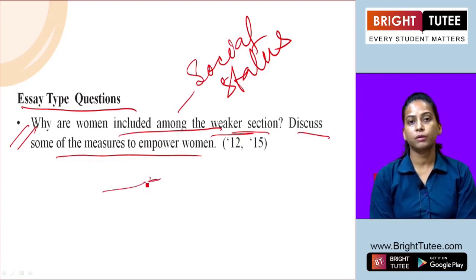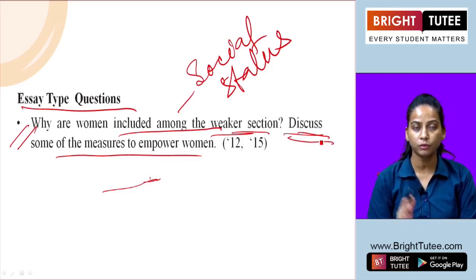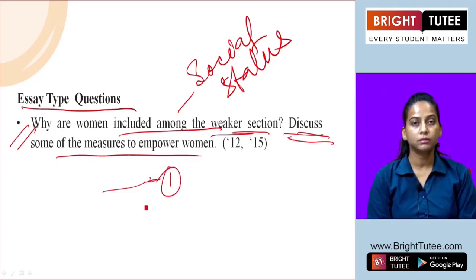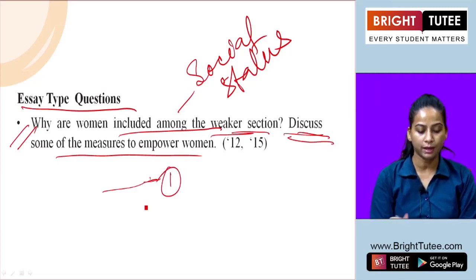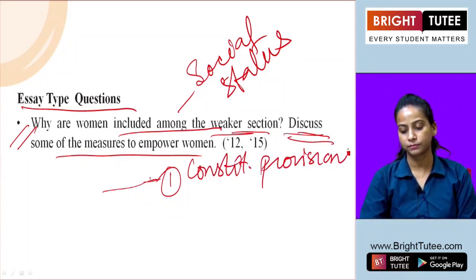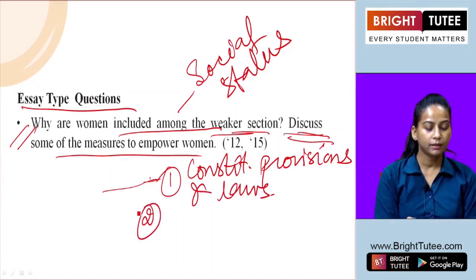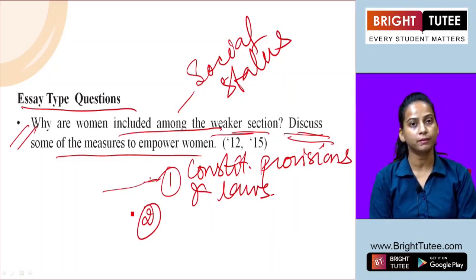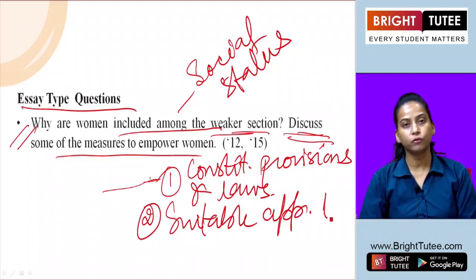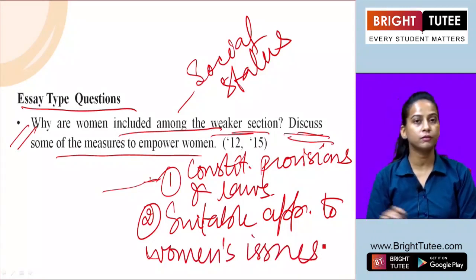Some of the measures to improve, the second part now they have asked, what are the different measures to empower the women. So, what could be done in this direction? Firstly we can mention about the constitutional provisions and laws. Constitutional provisions and laws can be one of the important points. Secondly, we can talk about suitable approach to women's issues. Suitable approach to women's issues is another important point.